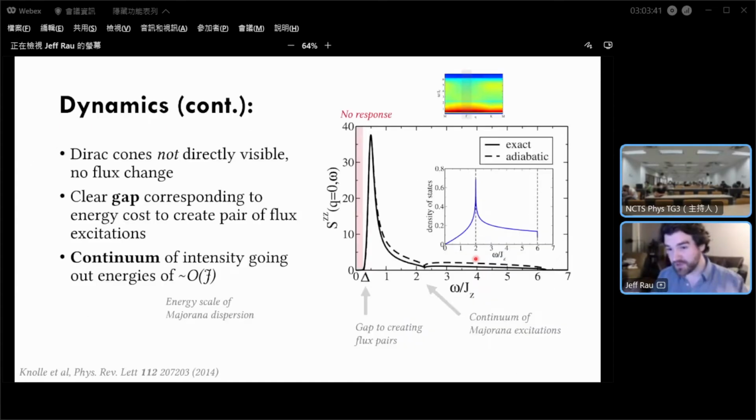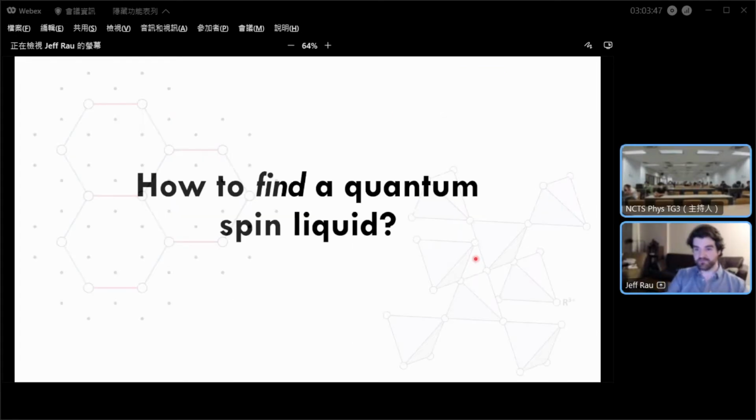So hopefully I've given you an impression of what's in common and what's not in common in these two spin liquids. They both have these emergent gauge structures. They both have these fractionalized excitations. They both have these continua in their excitation spectrum. But fundamentally, they look quite different. The description, how we got there, was wildly different from one to the other.